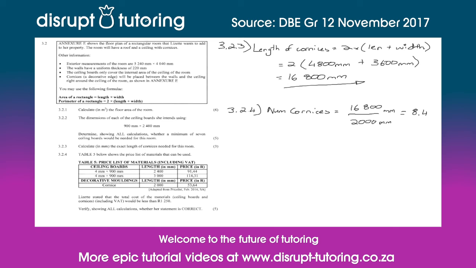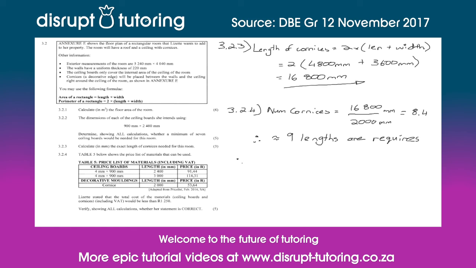But now when you're in the shops, you can't buy a 0,4 of a length for the decorative moldings because you need to buy the whole cornice. So therefore we need to round up in this situation. So rounding up, it comes to 9 lengths are required. And of course we can't round down, because if we round down to 8, we're actually going to be short of the number of cornices we need. So that's why in this particular case we just have to round up.